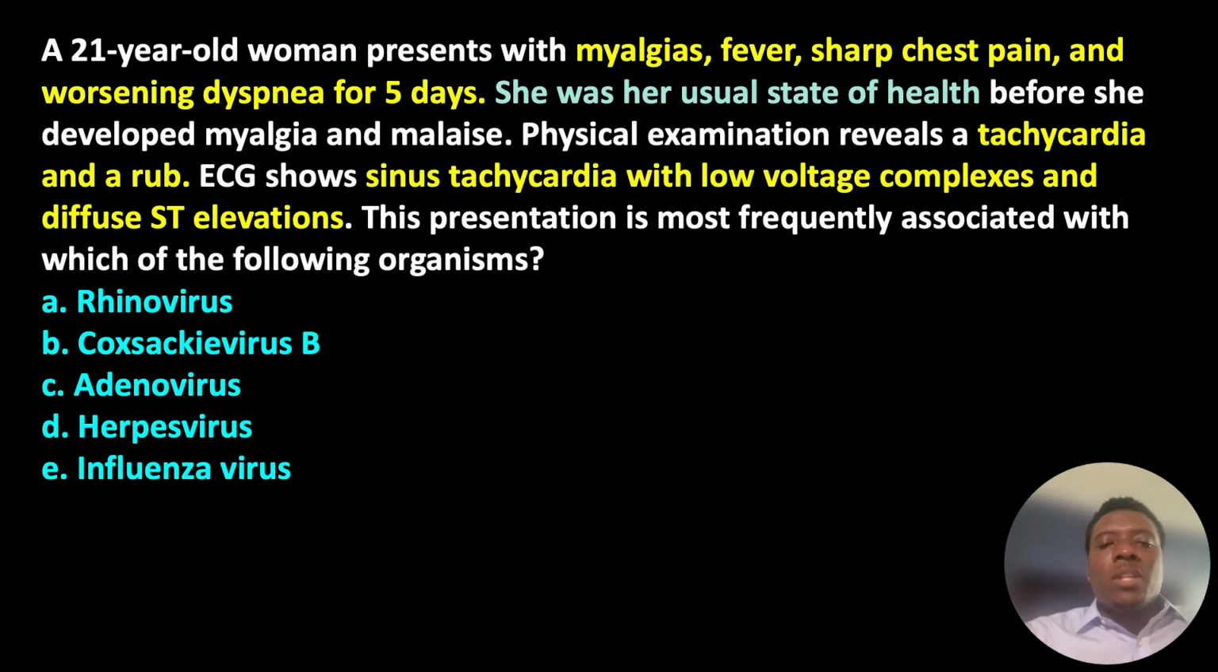So in this question, you have a young woman who was living her best life. She was in her usual state of health, living her best life, and now she developed sharp chest pain. She has dyspnea, she has tachycardia, and elevations, which makes me think, because she doesn't have any cardiac risk factors and she was living her best life, that she now has developed myocarditis as well in this case.